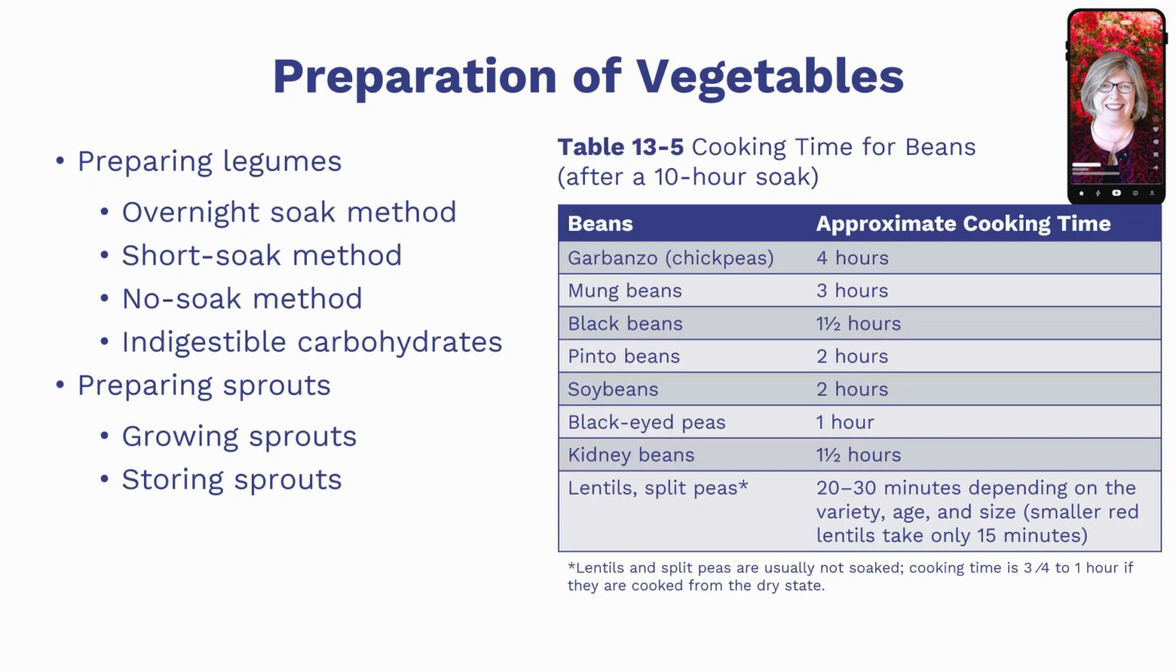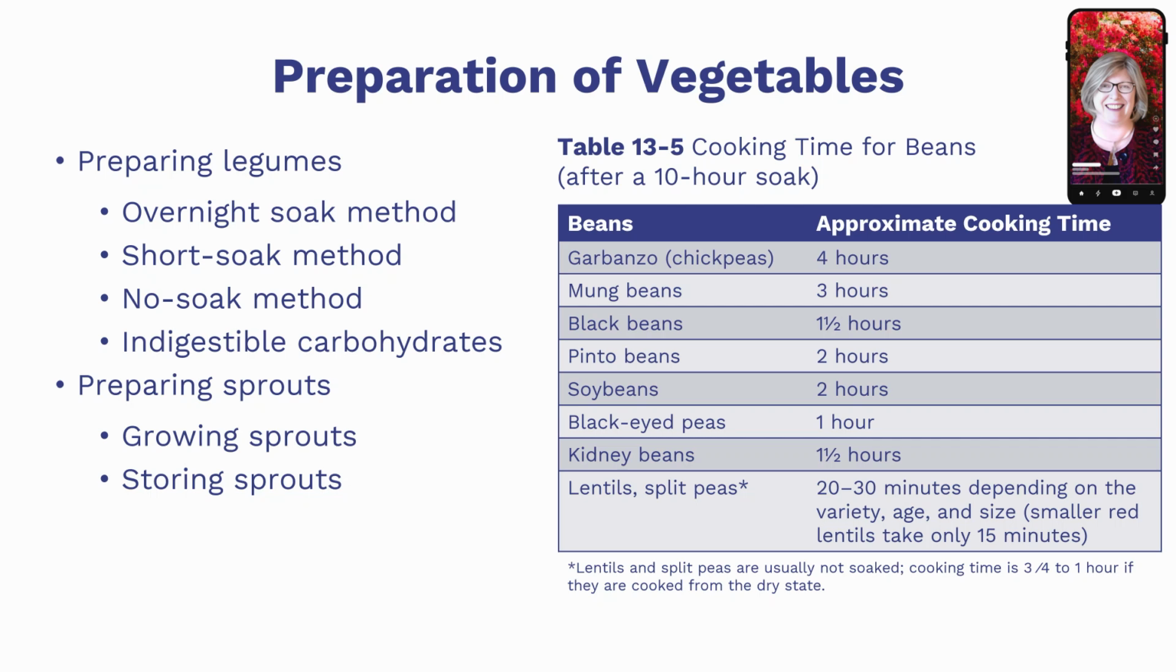Talking about preparing legumes, there are several methods. The overnight soak method is where you soak the beans, the dry beans, for 8 to 12 hours. The short soak method is where you would briefly boil the legumes and then allow them to sit in the water for about an hour before cooking. The no-soak method involves pressure canning.